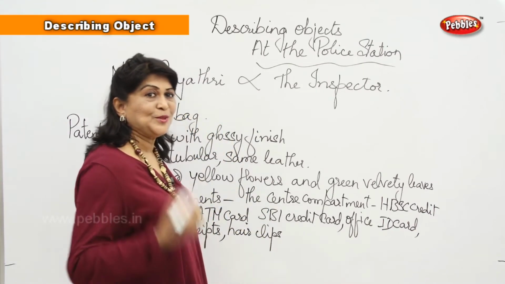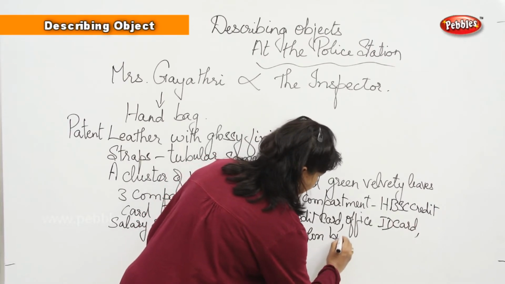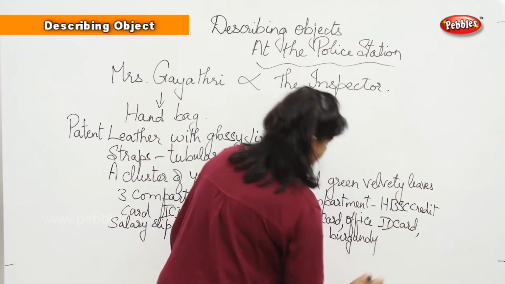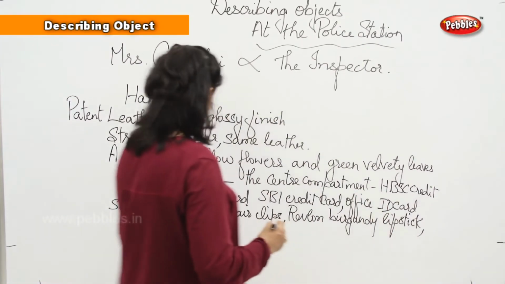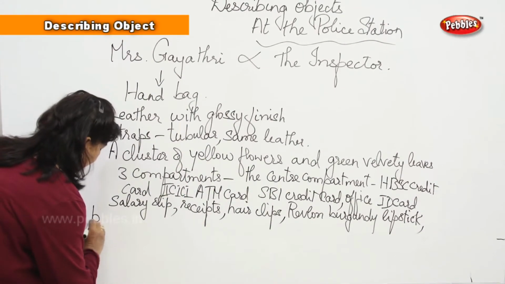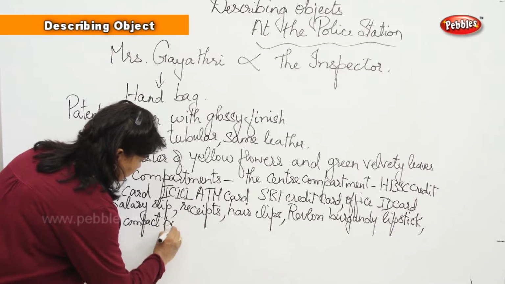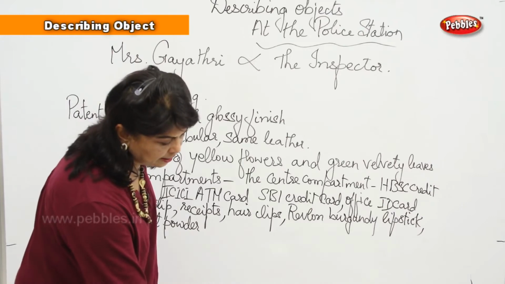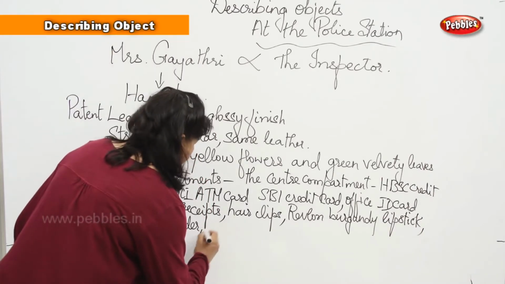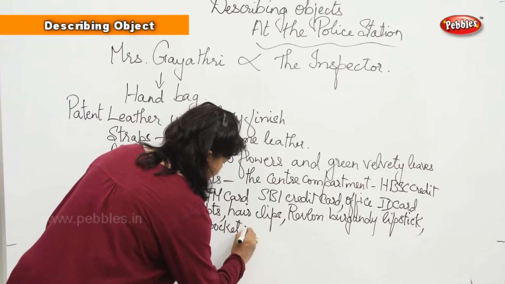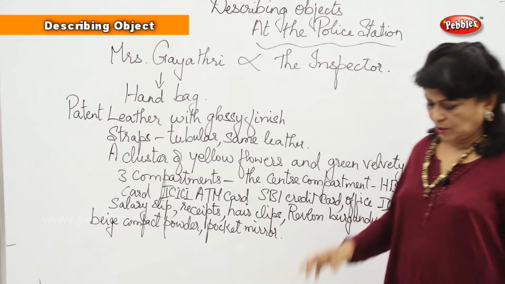Most important, a Revlon lipstick, a burgundy color lipstick. Then a beige color compact case, compact powder. What else? Hair clips, okay, and toothpicks and all that. Pocket mirror. Okay, etc. So we have a detailed description of the handbag.